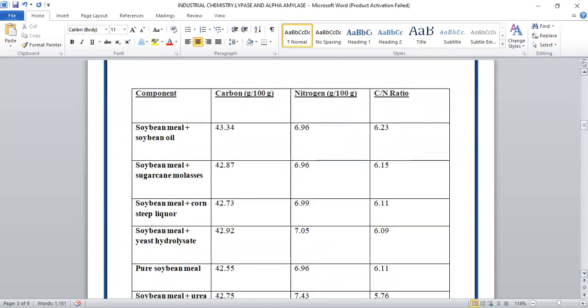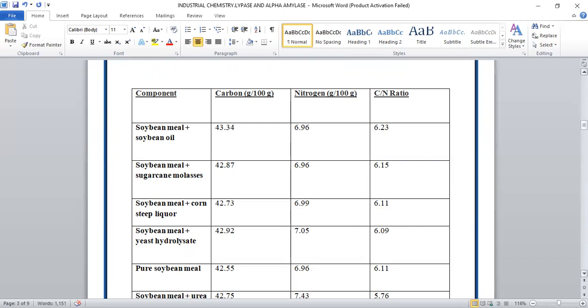This is the table in which you can observe the C/N ratio in different components. When there is soybean oil with the soybean meal, the C/N ratio is 6.23. When there is sugarcane molasses with soybean meal, the C/N ratio is 6.15. When there is corn starch liquor, the C/N ratio is 6.11. In soybean meal plus yeast hydrolysate, the C/N ratio is 6.09.